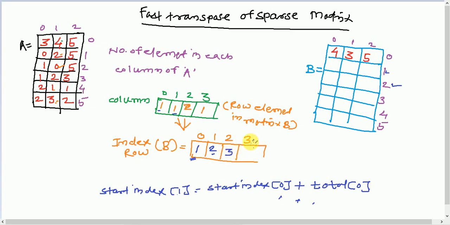What is the start index of row number 3? Again, that will be the start index of row number 2 plus the number of elements in row 2. So the number of elements is 2. The start index is 3. So 2 plus 3 is 5.